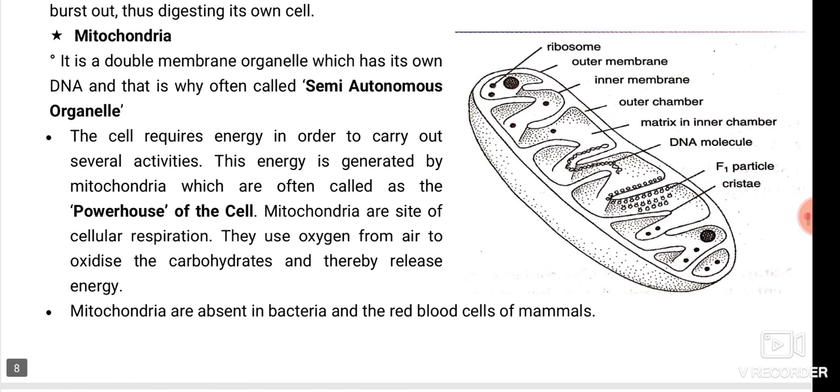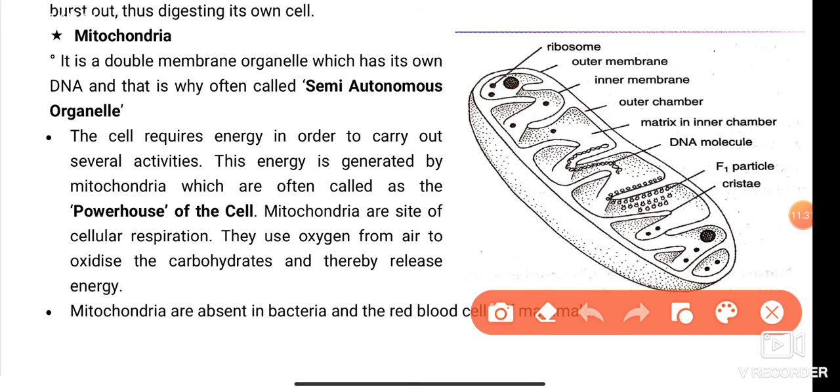Mitochondria is an organelle. It is a double-membrane-bound organelle which has its own DNA. That's why it is often called a semi-autonomous organelle, because it can generate its own kind of mitochondria when they are less in number, inside the cytoplasm. The cell requires energy in order to carry out several activities. This energy is generated by mitochondria in the form of ATP. So that's why it is called the powerhouse of the cell.